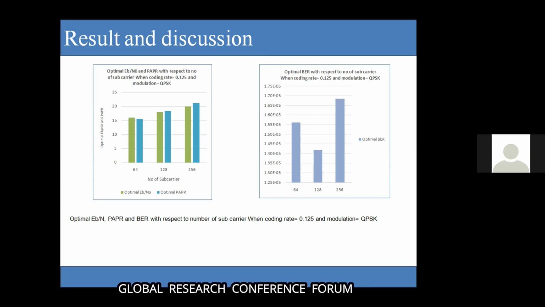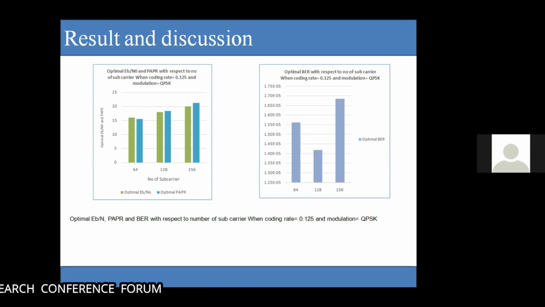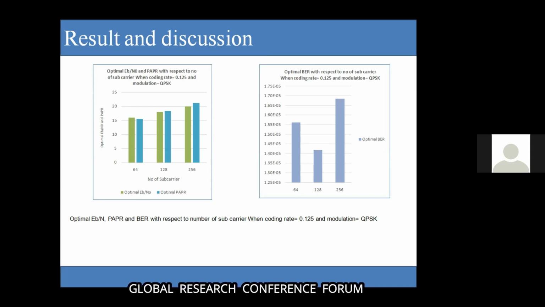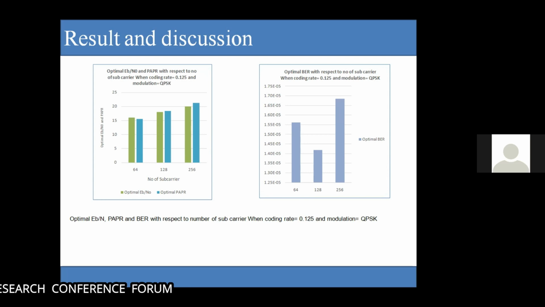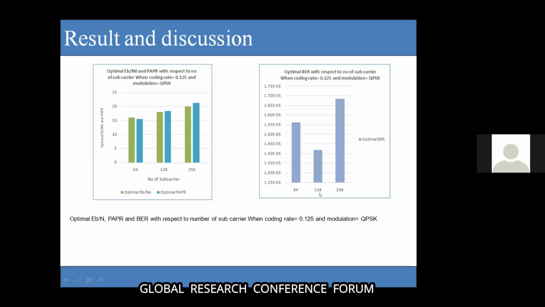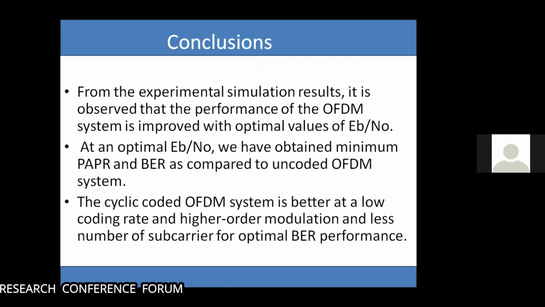But when you observe the optimal BER graph, the second graph, the optimal BER nature is random here. We are getting the minimum optimal BER value at 128, when the number of subcarriers is equal to 128.